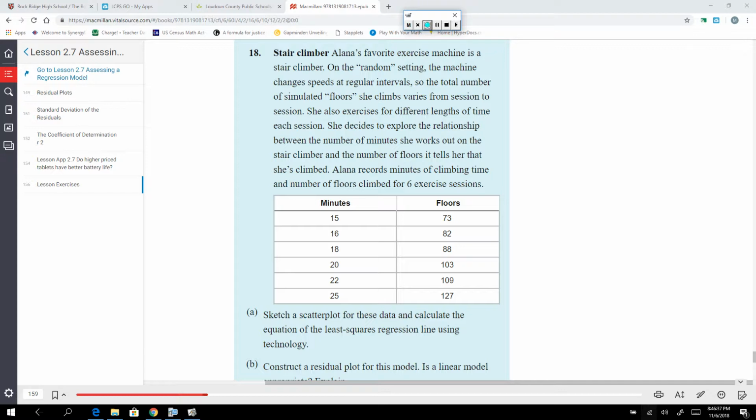And so we're asked to sketch a scatter plot for this data and calculate the equation of the least squares regression line using technology. I want you to pause the video right now and enter this data into your calculator and calculate the line of best fit and then check it against mine. Go ahead and do that now.